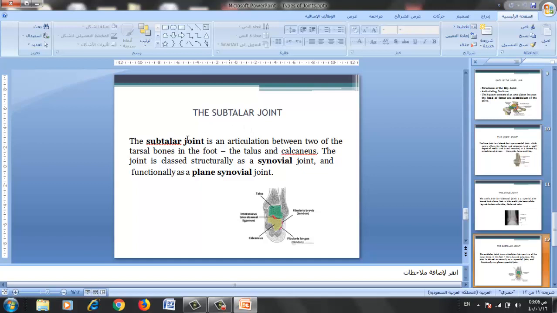The subtalar joint. The subtalar joint is an articulation between two of the tarsal bones in the foot, the talus and calcaneus. The joint is classed structurally as a synovial joint and functionally as a plane synovial joint.